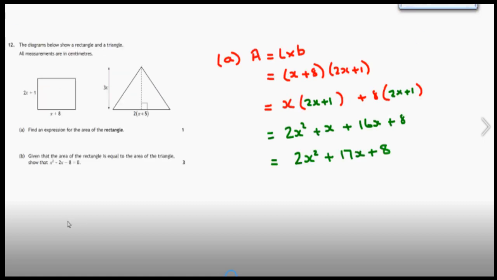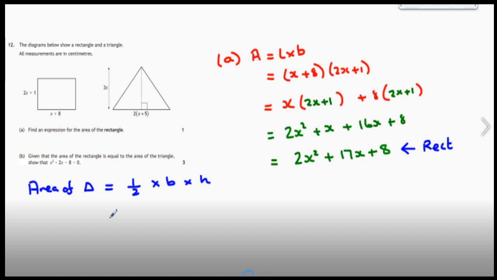Now for part B, it says, given that the area of the rectangle is equal to the area of the triangle, then we have got to show that whole thing is equal to 0. Right, so I've got the area of the rectangle, that's there, that's the rectangle area, but I don't know what the area of the triangle is, so I have to do that first. So area of triangle is, let me picture a triangle, a half times the base times the height.